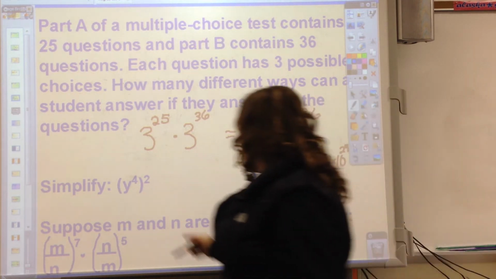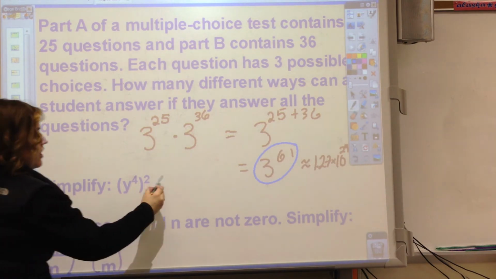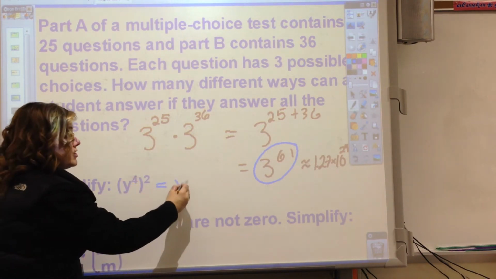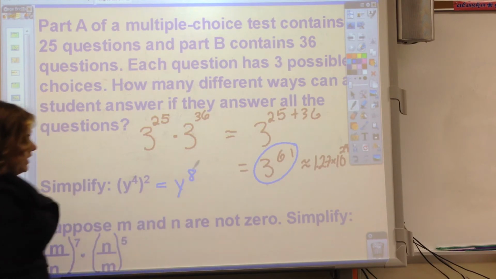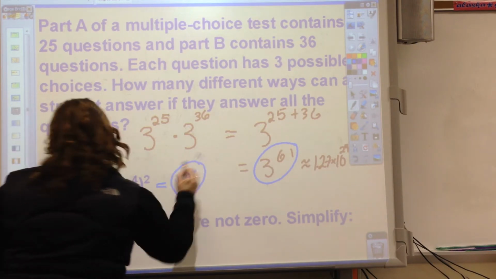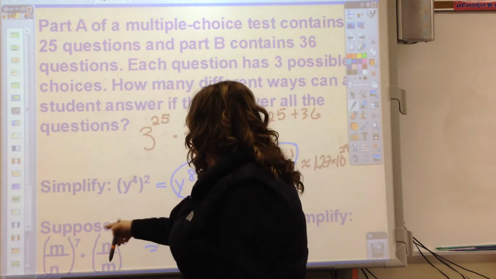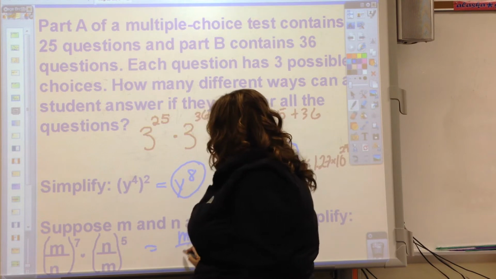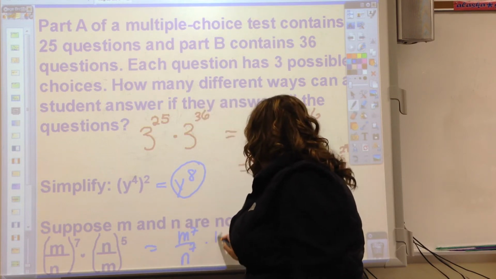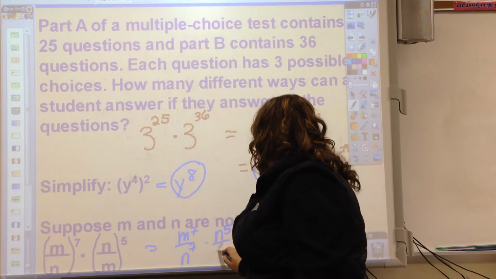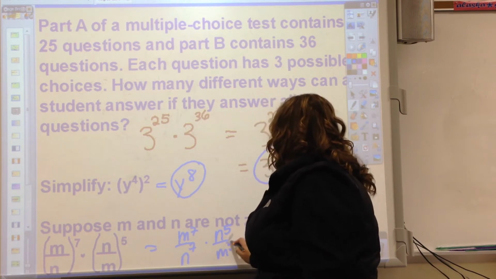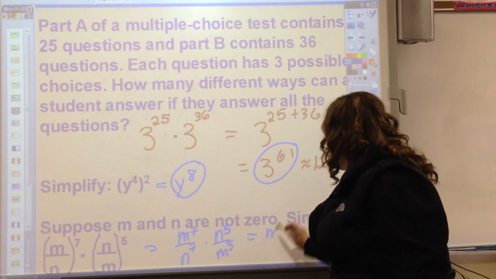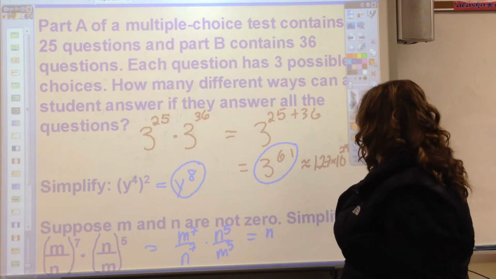All right, how about if I want to simplify right here? What operation is it? Yeah, I'm raising to a power, so what am I going to do to my exponents? Multiply, and I'm done. All right, how about right here? I'm raising a quotient to a power, so I'll get m to the 7th divided by n to the 7th times n to the 5th divided by m to the 5th. Now, hopefully you'll agree with me that I can write each of these, and I'm running out of space, so I'll move this up.